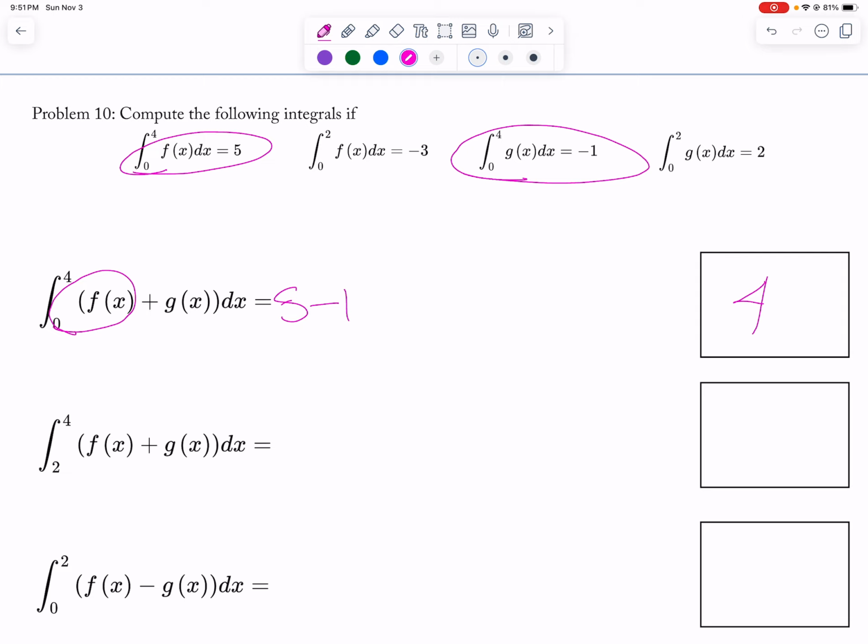Just remember area under the curve, right? So 0 to 4 is the same thing as 0 to 2 and then 2 to 4 with integrals. So just remember how to add and subtract everything. And that's it for the odd number questions.